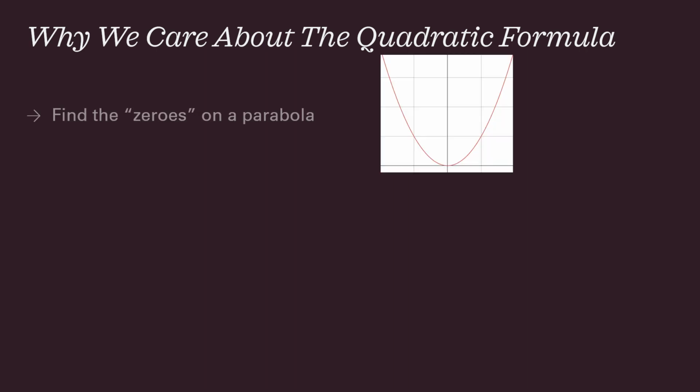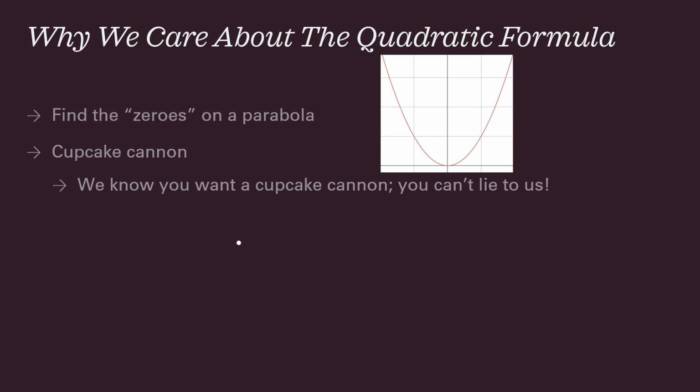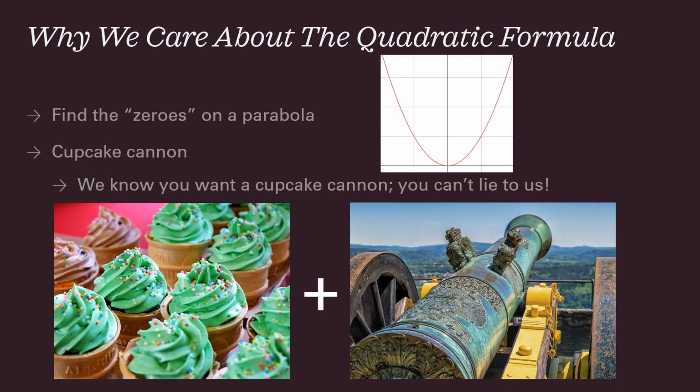You see, the quadratic formula is used to find the 0 points on a quadratic curve, otherwise known as a parabola. This has tons of fun applications. For example, if you want to build a cannon to launch a cupcake from your location to a friend 30 miles away, you can use the quadratic formula to know if you have placed your cannon at the proper angle for your friend to receive your gift.